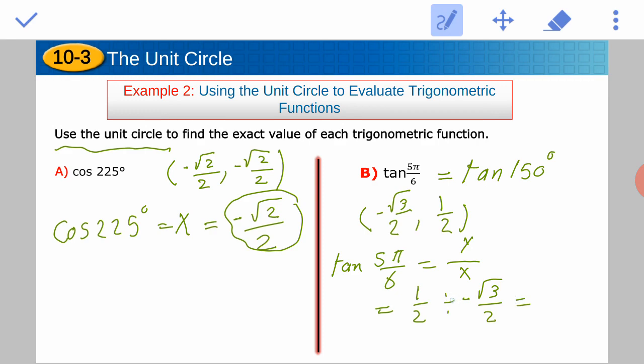You can change this division and make it multiplication by the reciprocal of that number. If you put that in the calculator or simplify mentally, it gives you negative square root of 3 over 3.